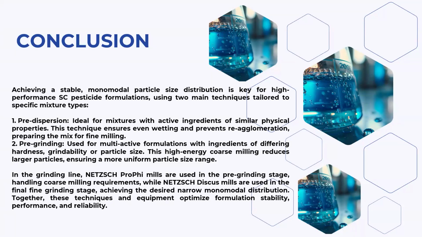Pre-grinding is essential for formulations with active ingredients that vary in hardness, grindability, or size. It involves coarse pre-milling to break down larger particles, making them more uniform and better prepared for final fine milling, which is especially important in multi-active formulations. With advanced equipment like Netzsch Profi and Discus mills, these techniques ensure stable monomodal PSD. Profi mills handle pre-grinding, while Discus mills achieve fine grinding, optimizing performance, stability, and reliability in SC formulations.